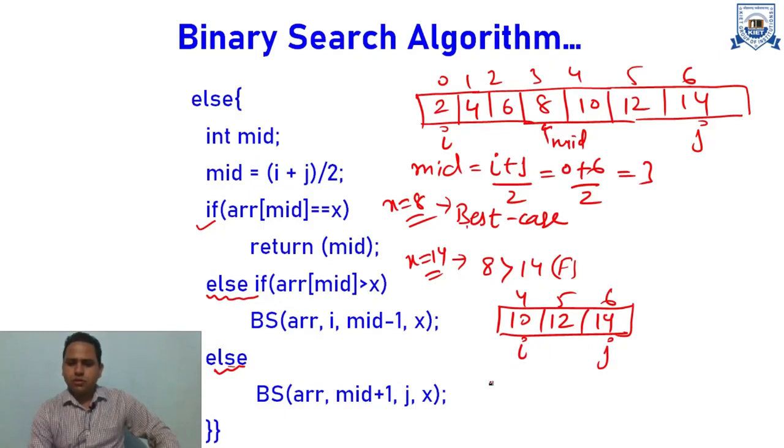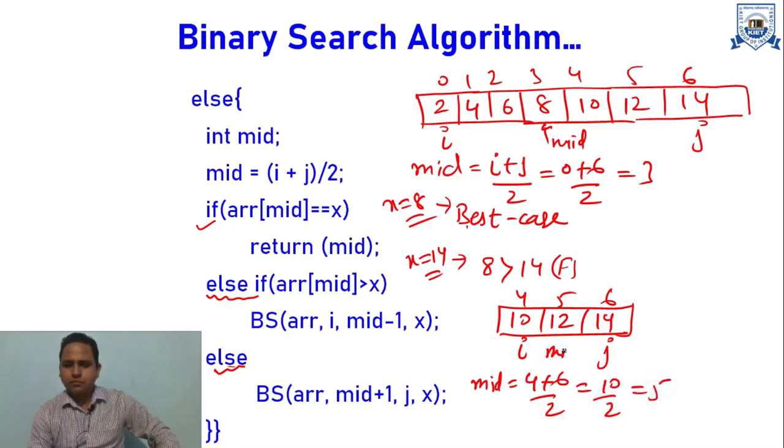Yes, so again we will find the mid value. What is the mid value? 4 plus 6 by 2, that is 10 by 2. Answer is 5. This is our mid value. So again we will compare mid with our element. If mid is found, we can simply return the index of mid, else we go to either the left half or the right half. So here you can see we are simply designing a recursive tree.